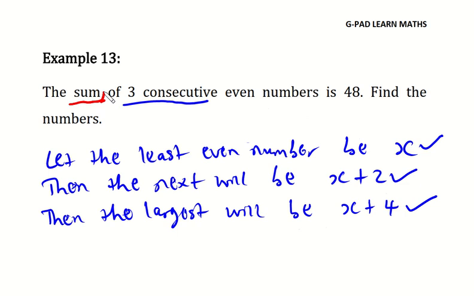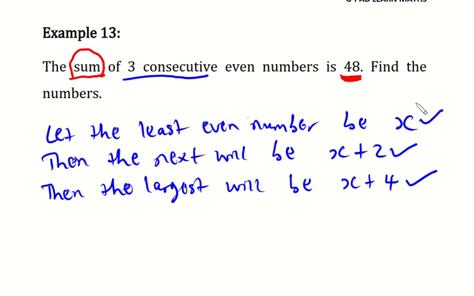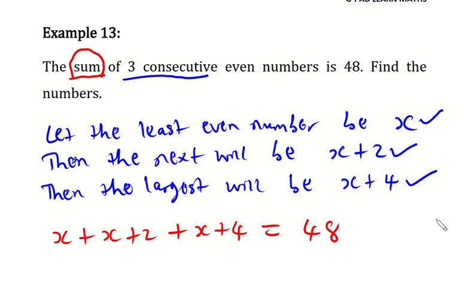Now look at this. They say the sum. What's sum? Addition. The sum of the three consecutive numbers is what? 48. Find the numbers. So I'm going to add all of these and equate to what? 48. Are you ready? So let's do that. That will be x plus x plus 2 plus x plus 4. I'm getting them from here. Everything is equal to what? 48, because the sum of the consecutive even numbers is 48.